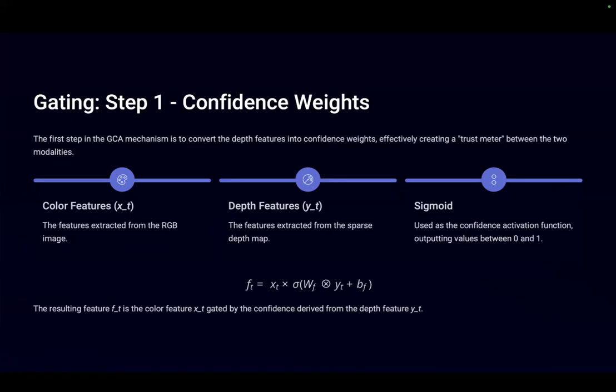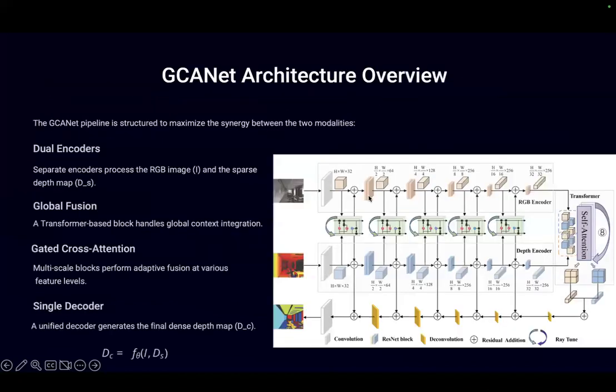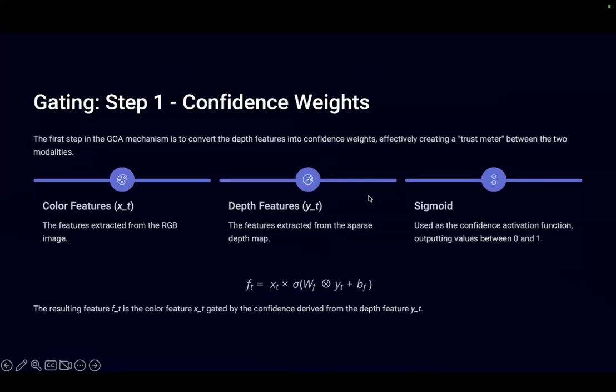WF here? WF is like the parameters, so WF and BF, like the weights and bias, right? Yeah, that's right. But WF is from which part of the network that you showed before? From the depth one? Yeah, it is a convolution layer.